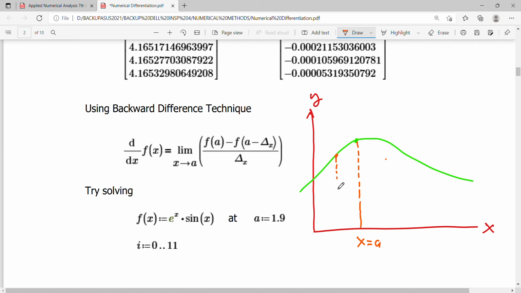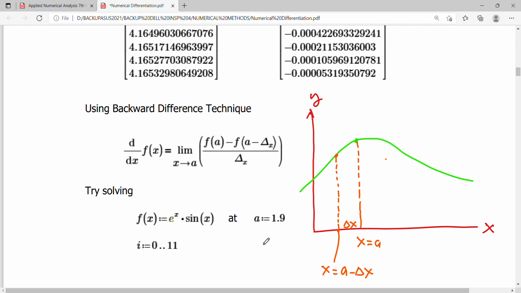Let's say here, so what's the value of x now here? So x becomes a minus delta x. Okay, so that point is x equal to a minus delta x. So our formula now will be a little bit different. Nauuna yung F of a, mauhuli yung F of a minus delta x there.